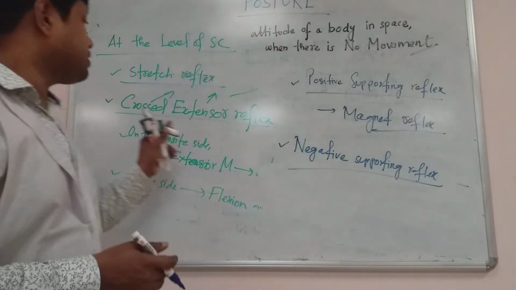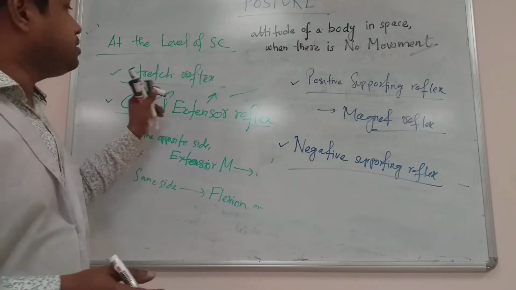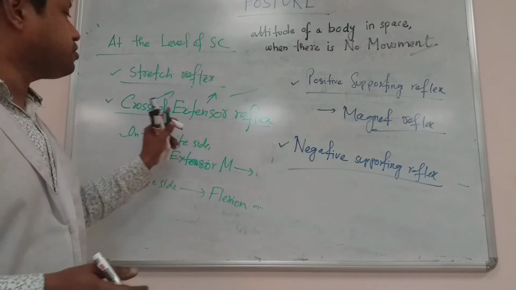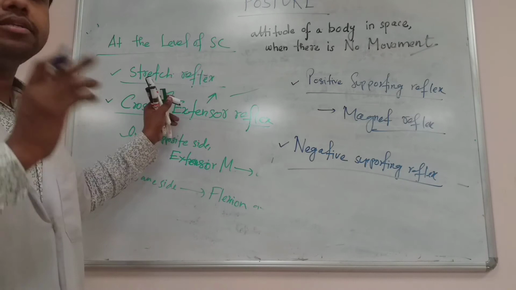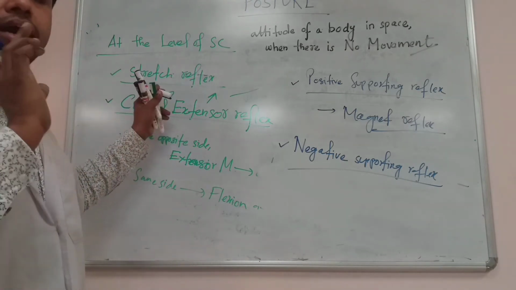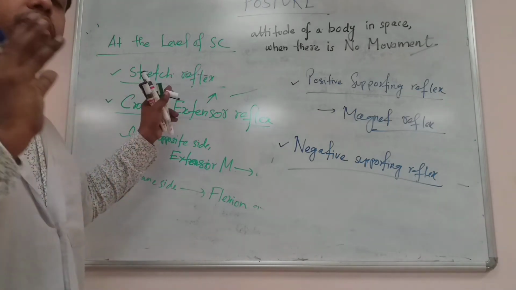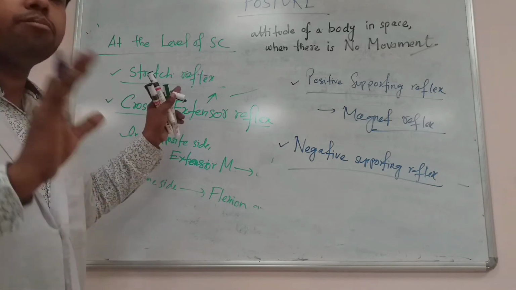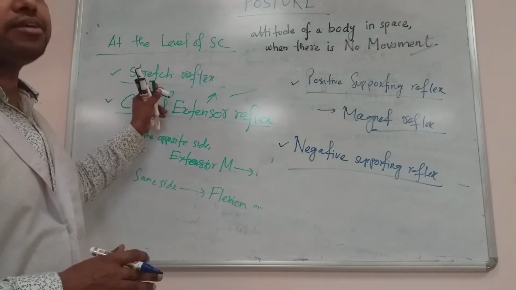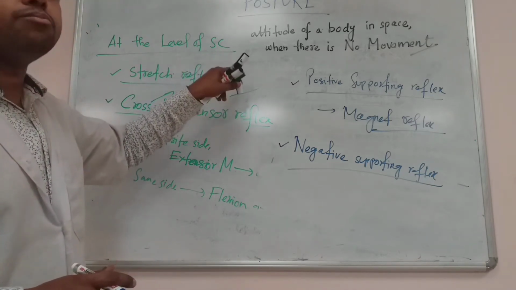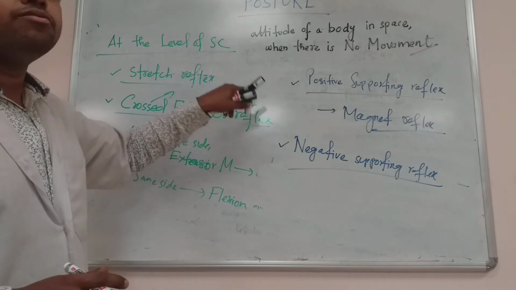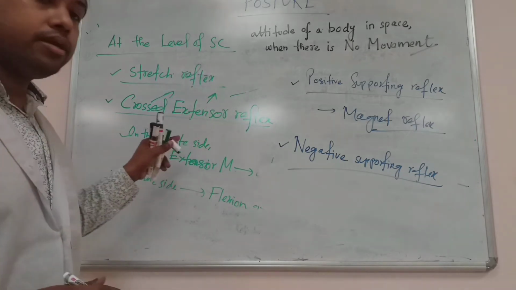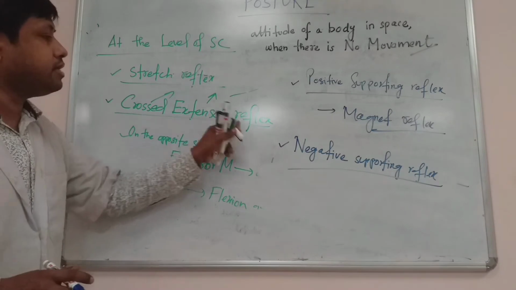So what are the reflexes integrated at the level of spinal cord? These are stretch reflex. All of you know stretch reflex is the sensory generator of the muscle tone, and muscle tone is responsible for muscle contraction, which is a must for posture. So that's why stretch reflex, which is integrated at the level of spinal cord, is a must for maintenance of posture for all types of muscles. Can you understand? And cross extension reflex.